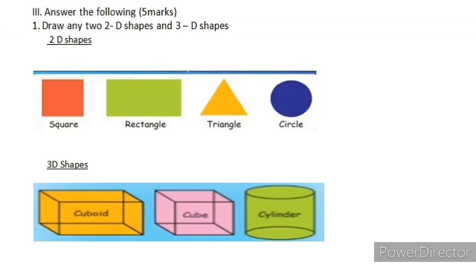Roman number 3. Answer the following. This is 5 mark sums. Draw any 2D shape and 3D shape. So here this is given more, you can draw only 2. 2D shape: square, rectangle, triangle, circle. 3D shape: cuboid, cube, then cylinder.